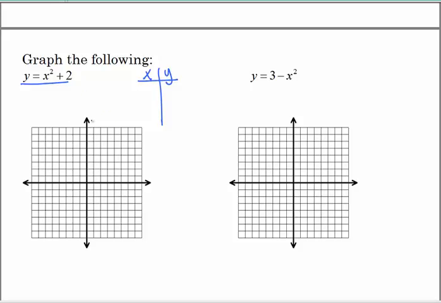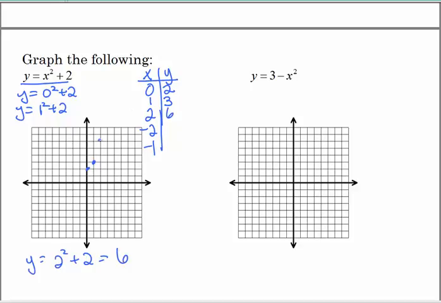So let's just pick 0, 1, 2, and we need some negative numbers as well. All right, so we can get that whole kind of happy face. If I plug in 0, I'm going to get 2, which makes sense. That plus 2 should move it up. If I plug in 1, I get 3. If I plug in 2, let's see, 4 plus 2 is 6. What happens if I plug in negative 2? Well, I need to be careful. I'm going to square that. That still is positive 4 plus 2, which is positive 6, which makes sense because it's symmetric.